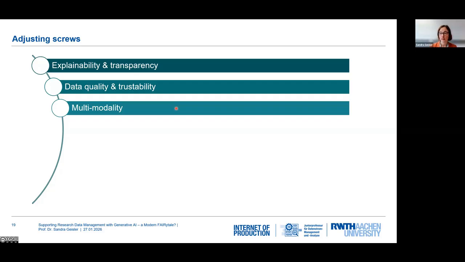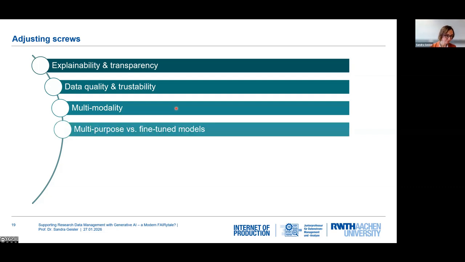Then multimodality is very important. Many applications today are very complex. Let's take medicine again. You have multiple modalities like images, texts, audio, and so on. And there are models which deal very well with different modalities, and which can then help to come to a certain conclusion based on these modalities.